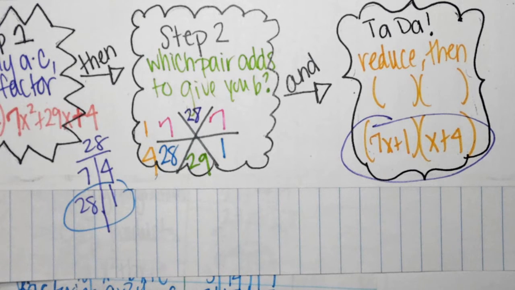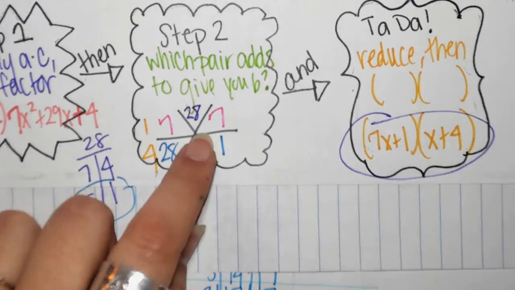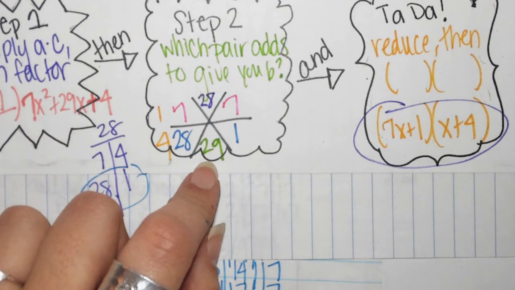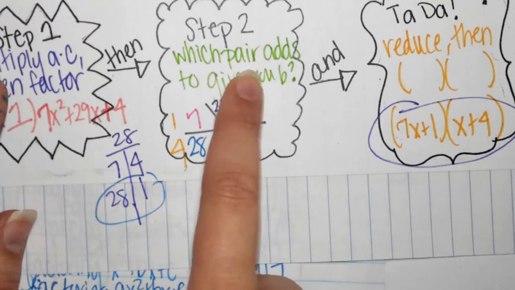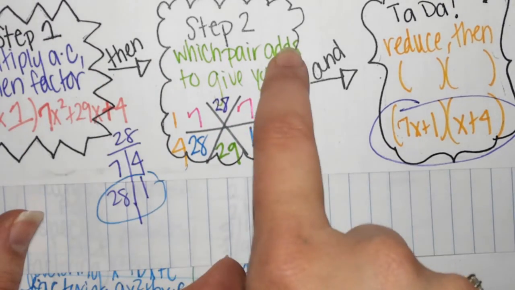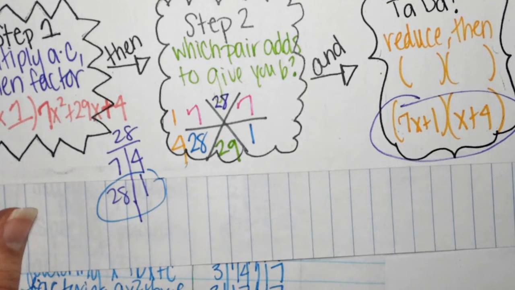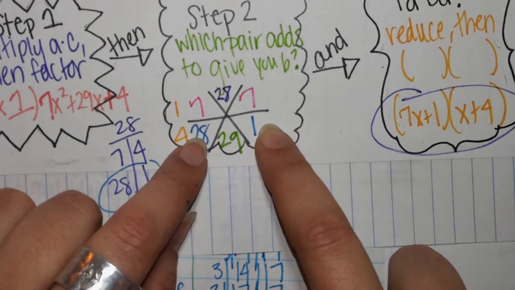Now, let's walk through that and digest it for a moment. Step 1, we multiplied a times c together. When you multiply 7 times 4, what did we get? 28. So we put 28 on top of our star, 29 on bottom because it's our b. We wrote our a's here. After that, we needed to find two numbers that multiply to give us 28 and add to give us b, that's 29. So 7 and 4 add to give you 11, but 28 plus 1 gave us 29, so we wrote our factors on bottom. Is everybody with me? Yes.